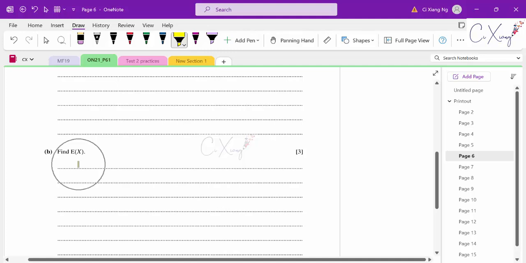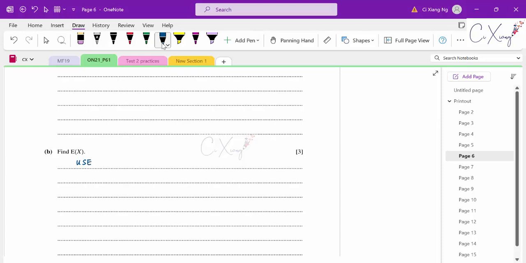For part number B, they want us to find out E(X), the expected value of X. So for information, to find the expected value of X, the general formula is you have to integrate the value for all X for the function. And before you do the integration, you have to actually multiply the X with the function to get the expected value of X.